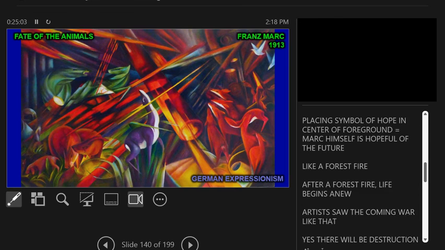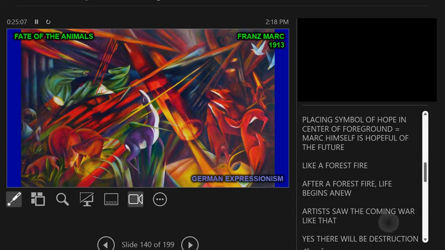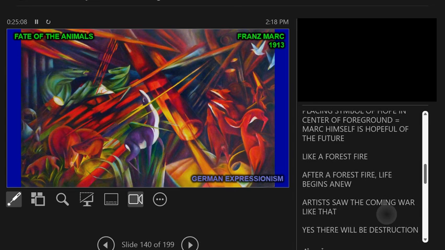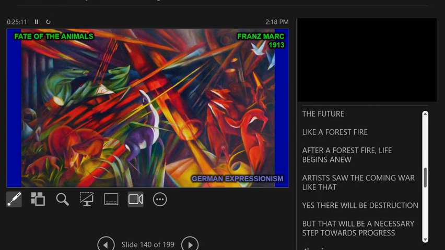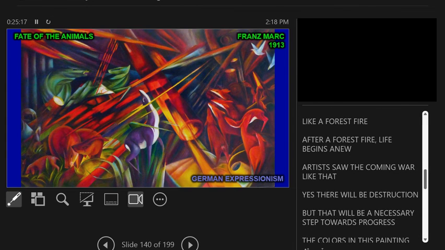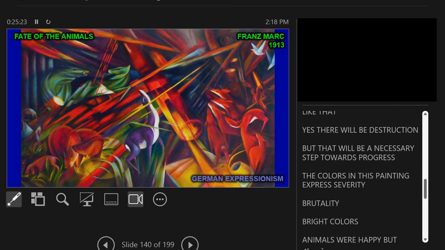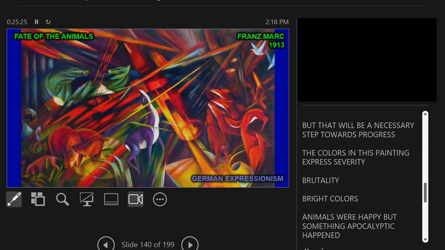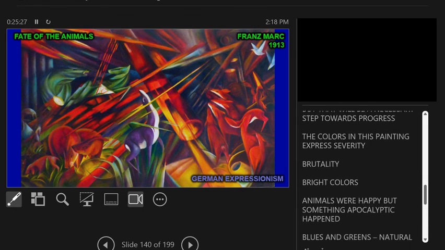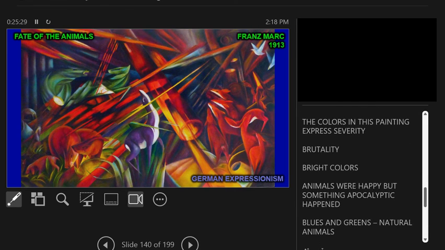But he places the symbol of hope in the center. That deer, that blue deer, is a symbol of hope for the future, maybe his own future, maybe the future of Europe. After a forest fire, life begins anew. And so the artist saw the coming war like that. Yes, there's going to be destruction, but it will be a necessary step towards progress. This is kind of a twisted logic.